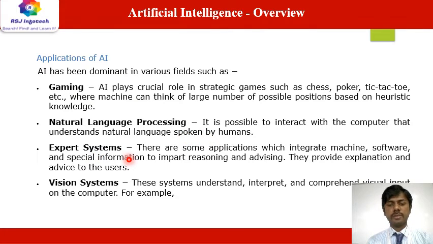And then expert systems. We have to create machine software with special information and reasoning, and advising. So they provide explanation and advice to the user. That is called an expert system.